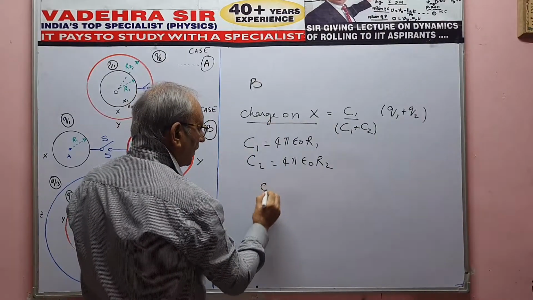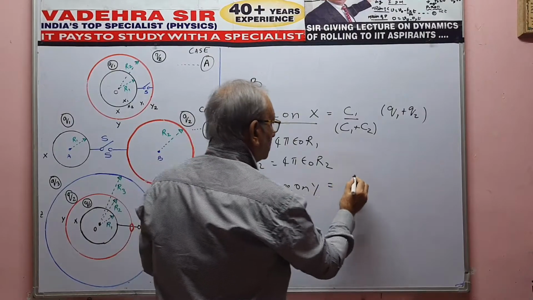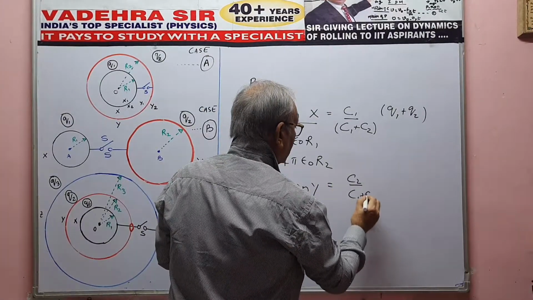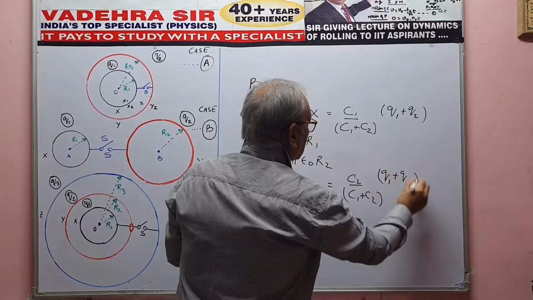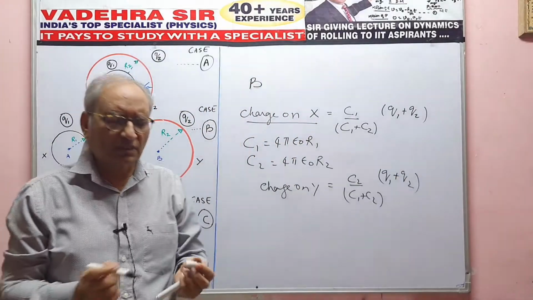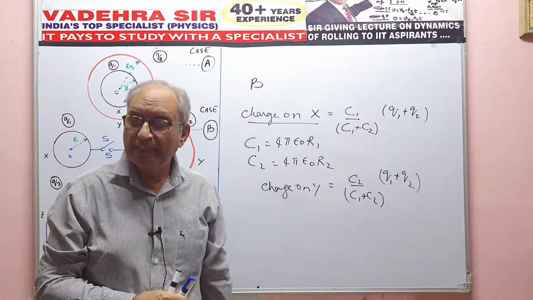Similarly, the charge on Y will be C2 upon C1 plus C2, into the total charge Q1 plus Q2. Well, you solve the problem. So this is the case B.